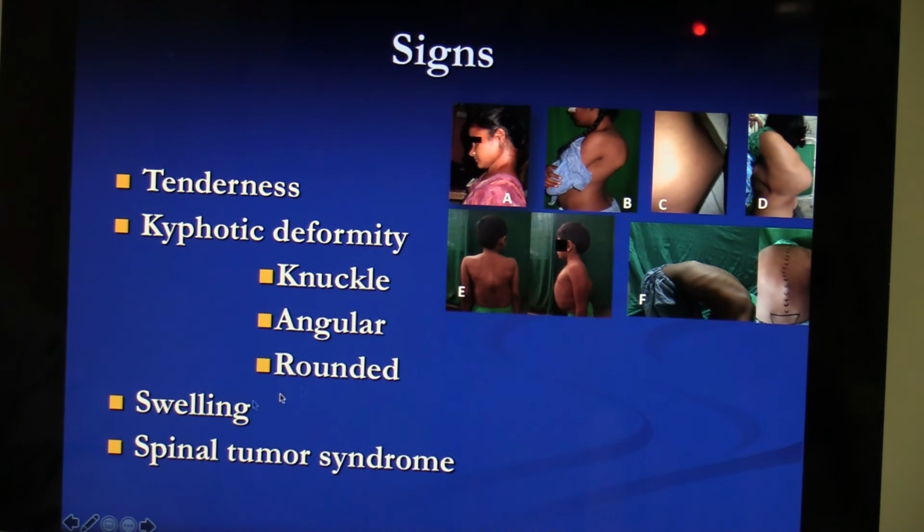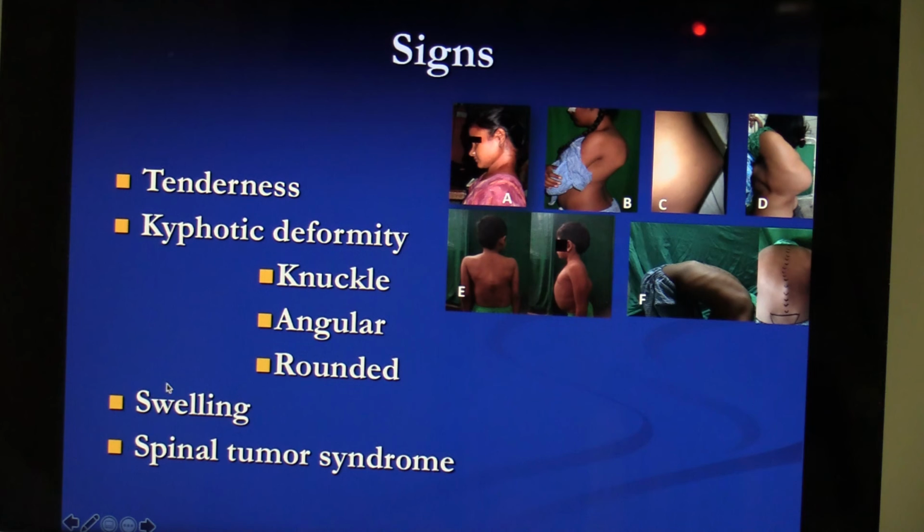Now, when we examine these patients clinically, there is tenderness you can elicit along the spine. There may be a deformity. If the deformity is very mild, just a prominent spinous process, it is called a knuckle. Or when it is a little more prominent, it is called angular. You could see here, this is the angular deformity. This is just a prominent spinous process, a knuckle deformity, an angular deformity, and a severe deformity. You could see the rounded deformity and severe deformity.